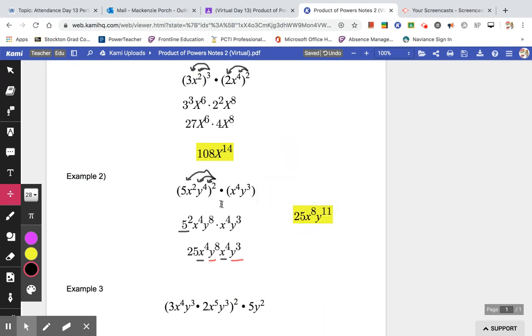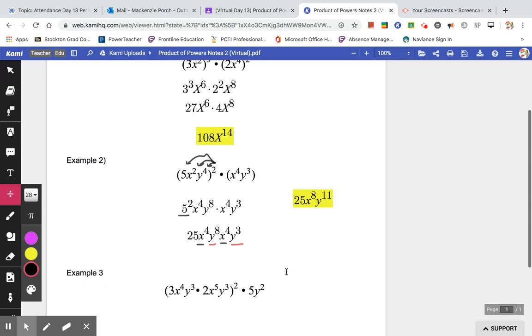So again, just to recap, we distributed this 2 in. That's how we got 5 squared x to the 4th y to the 8th. We just rewrote x to the 4th y cubed. Then, to simplify here, we just did 5 squared and made it 25, rewrote everything else, and our last step from here to here was to rewrite the 25, and then add the x's together and add our y's together. So that's how we get 25 x to the 8th, y to the 11th.